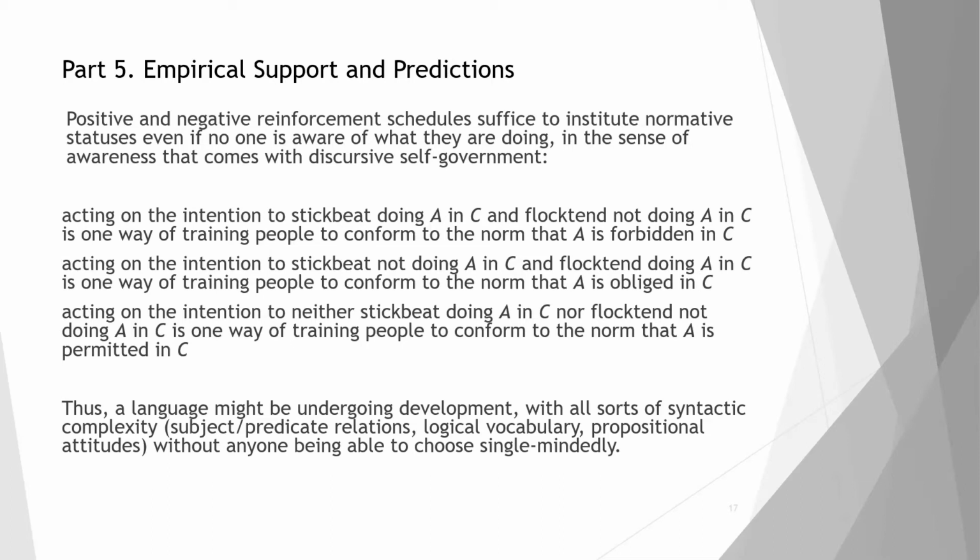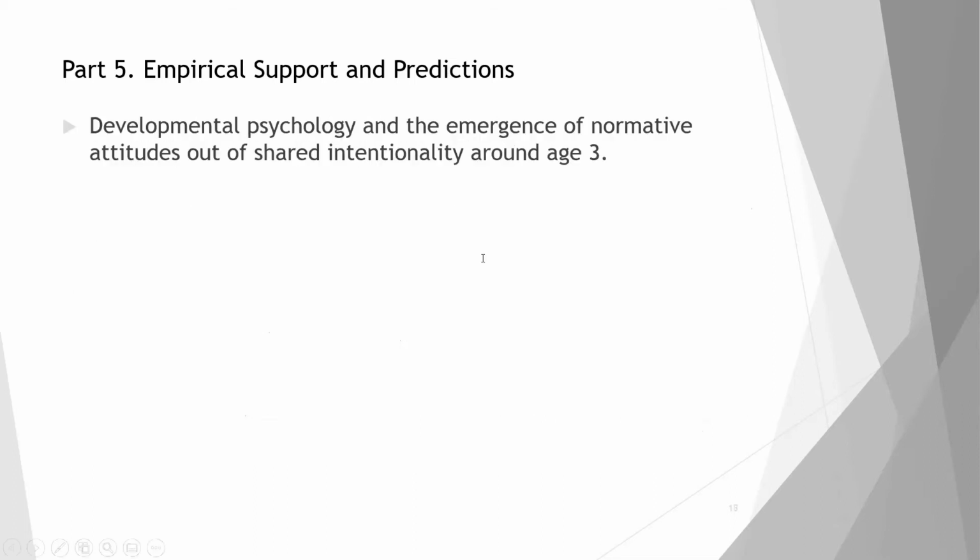Okay. Quite a bit of work has been done in developmental psychology about the emergence of normative attitudes. Beginning at 9 months of age, humans exhibit a proclivity to share mental states with their caregivers, so attention and emotion, and from 9 months on, this capacity for sharing mental states develops into a capacity to share and enforce norms.